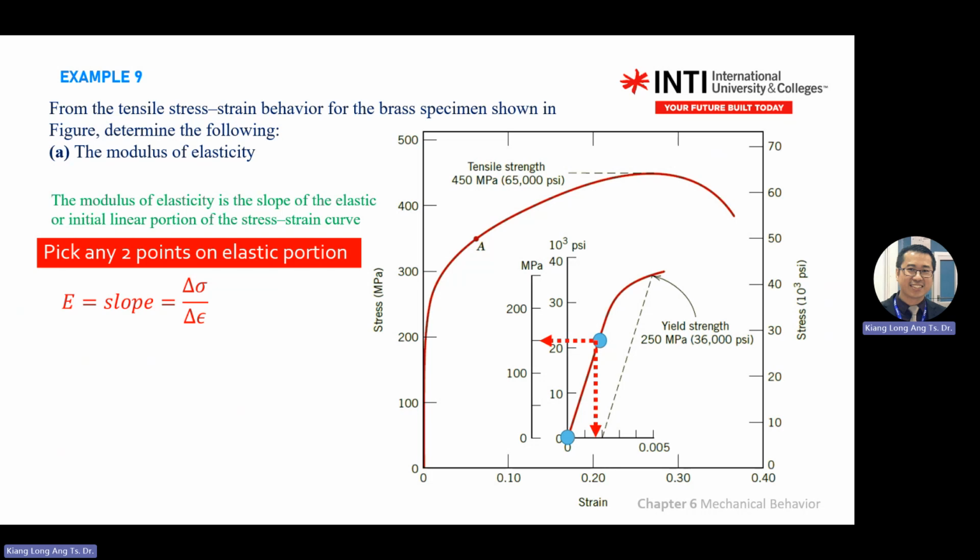Right, 0.02. If you put 200, you get around 0.002. If here, you get around 0.015. Your answer will be around 100 gigapascal. Okay, the answer for the first section will be 100 gigapascal.